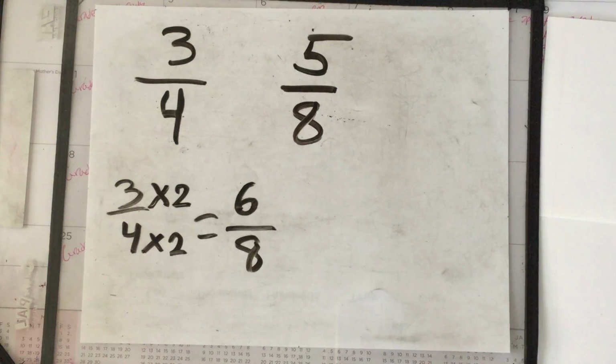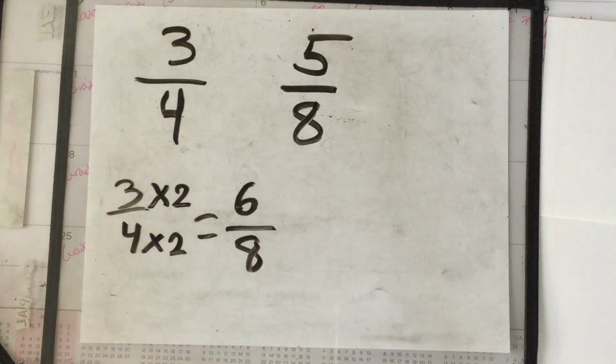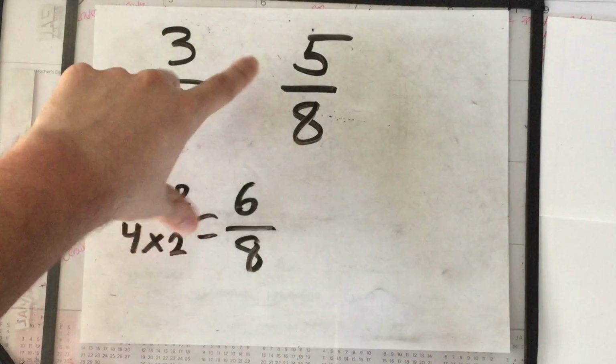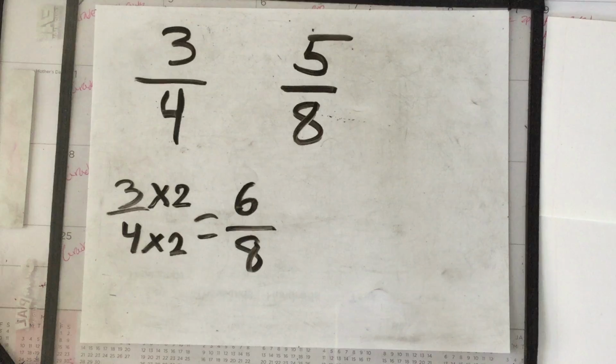But now, since I have eighths on the bottom of both of my fractions, I now have the same unit, so I can compare them. Now I just have to look at their top numbers. 6 is bigger than 5. 6/8 is bigger than 5/8. 6 centimeters is bigger than 5 centimeters. What we're doing here is we're just using a different unit type to compare these numbers.